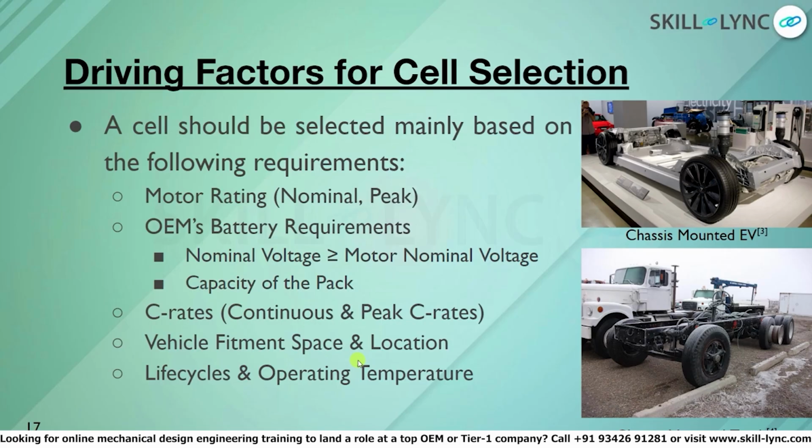Whenever the vehicle is in motion, everything you are doing is discharge, and when your vehicle is stationary and you put it on a charger, that is called charge current. And C rate is associated with that. How fast you want to discharge, how fast you want to charge the vehicle is nothing but C rate. So this is how the whole C rates have been arrived at. It's called continuous C rate, and it's called peak C rate.